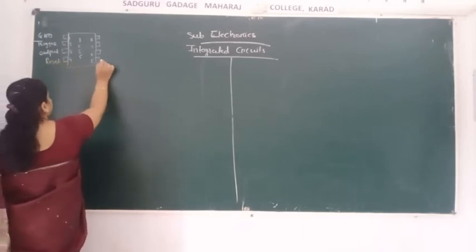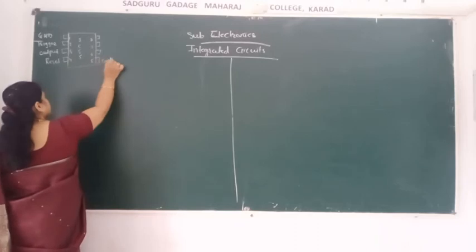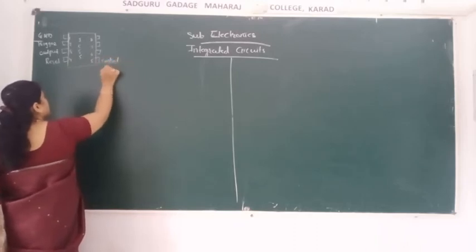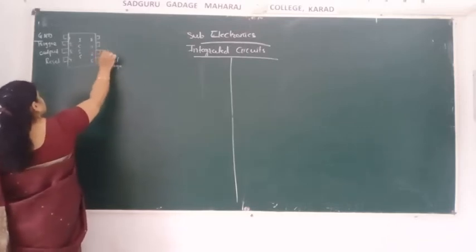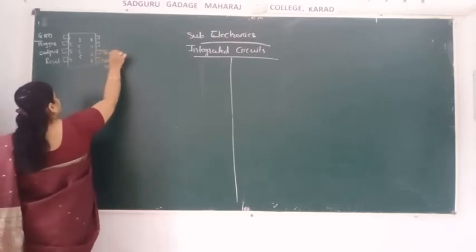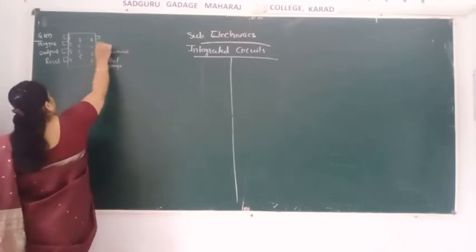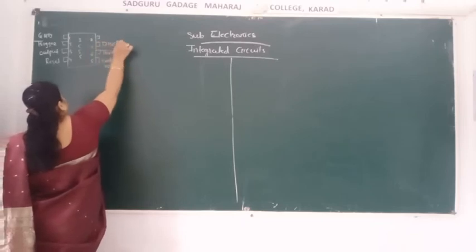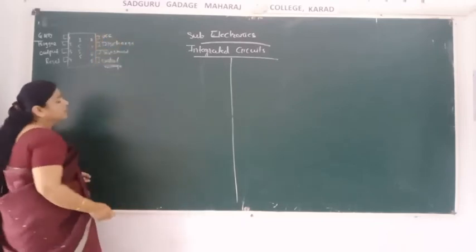Reset. At pin number 5 we take control voltage, because this pin number 5 is used to control the voltage. Pin number 6 is used for threshold voltage. Pin number 7 is used for discharge, and we give the supply to pin number 8.